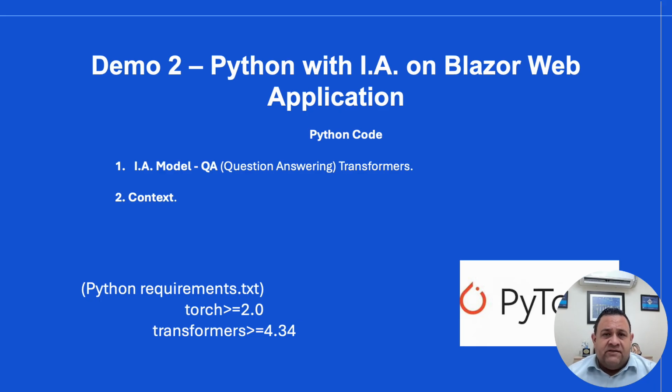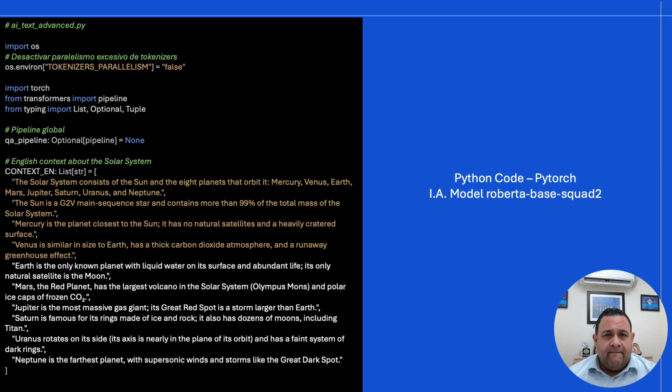The requirements for this demo include defining the Python app dependencies in the requirements.txt file: PyTorch version 2 or higher, Transformers version 4.34. Okay, the Python code. Some natural language processing libraries like Tokenizers by default try to use many threads and parallelism, which can sometimes trigger warning messages or consume unnecessary resources. And this line tells the program not to do that.